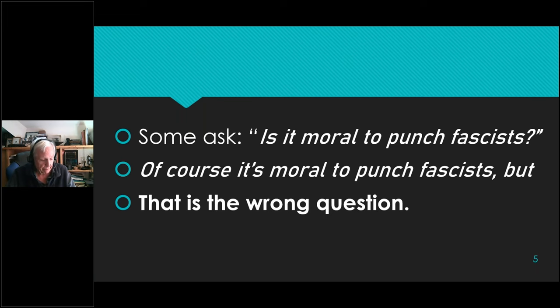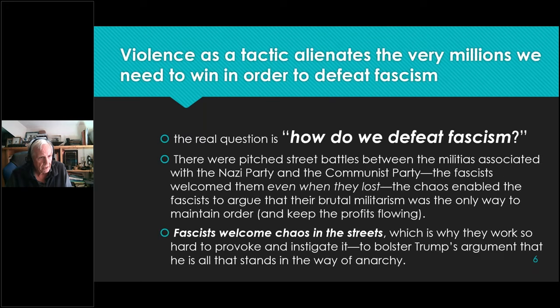They have given up any pretense of being normal actors on the political stage, and their program, once you get behind the demagoguery and whatever they put out for public consumption, is based on violence, oppression, and even murder. I contend, however, that the question is the wrong question to ask, because violence as a tactic alienates the very millions of people we need to win in order to defeat fascism.